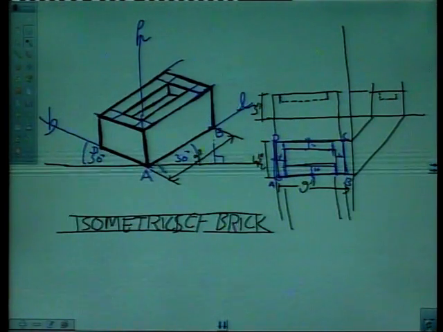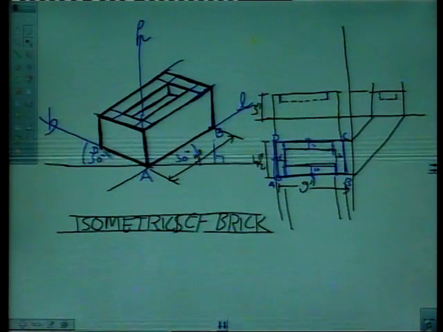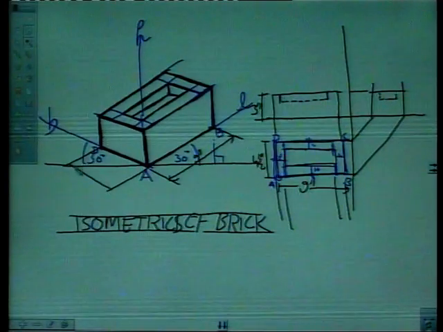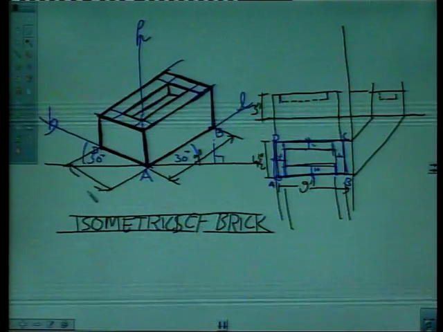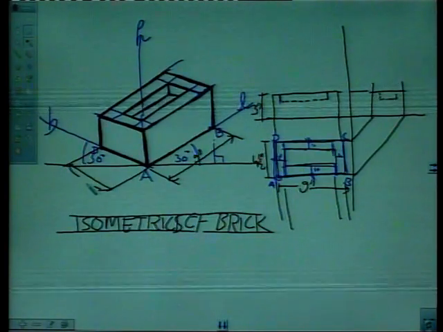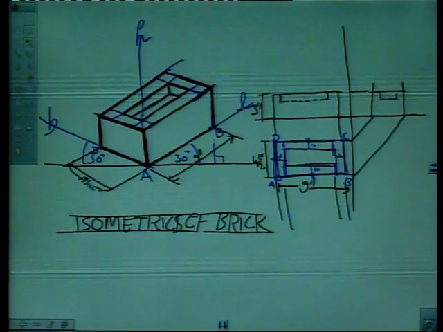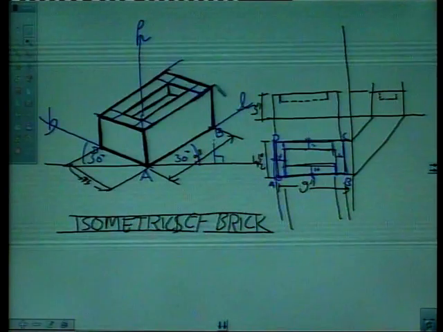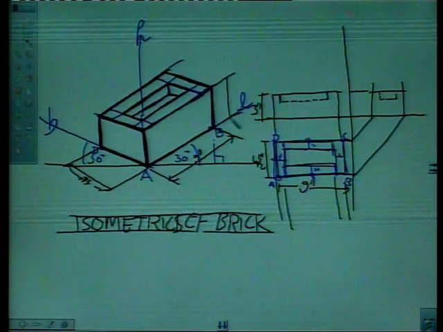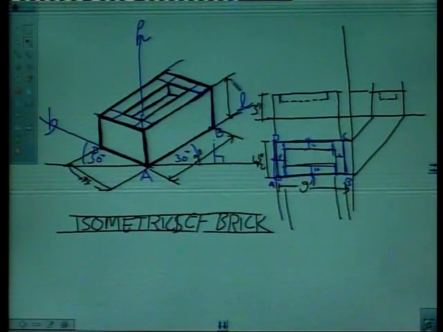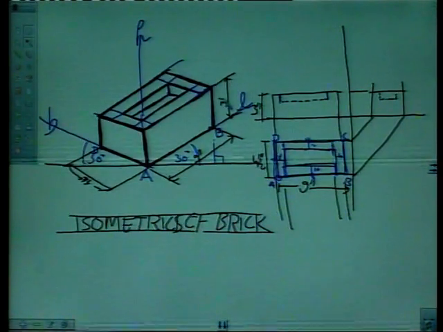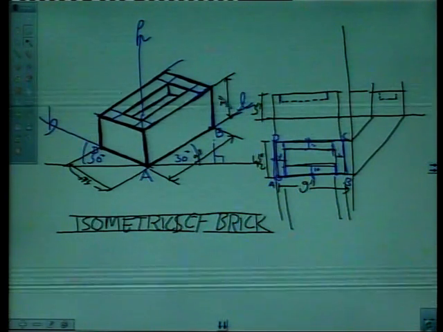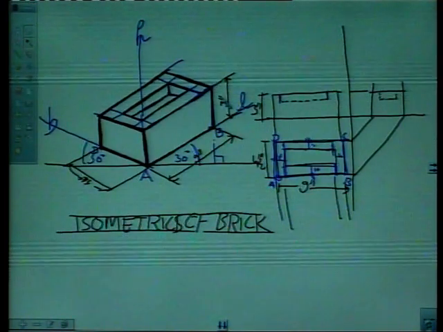For breadth, extend this line like this, right? We can write here say 4.5 inches, right? For height, extend this line like this, and we can write here say 3 inches. See? This way we complete the isometric drawing of a brick.